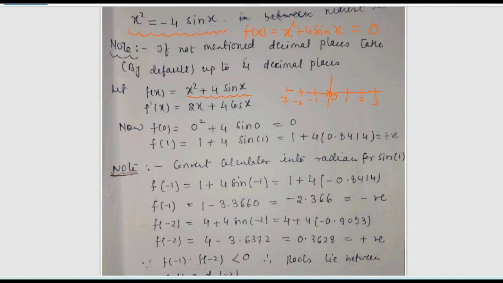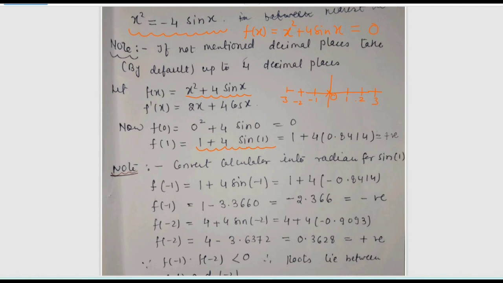Now to find f of 1, we write 1 plus 4 sine 1. If you are solving with the calculator, the important thing in this question is, when calculating 1 plus 4 sine 1, first of all convert your calculator mode into radian. Only then will you get the correct answer, which is a positive value. So this is signless, and here you are getting a positive sign.